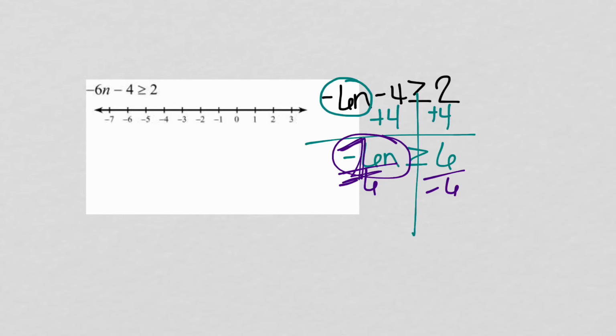-6 divided by -6 gives me that +1. Since I divided by a negative, this sign right here goes from greater than to less than or equal to. And 6 divided by -6 is a -1. So I'm going to go to -1, fill in my dot. And n is less than, so I'm going this way.